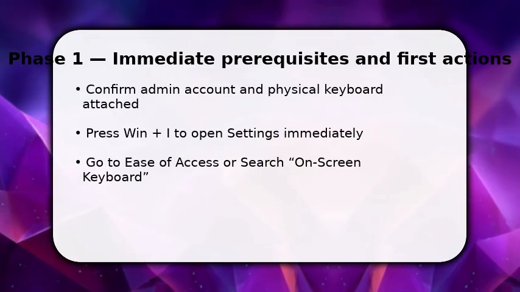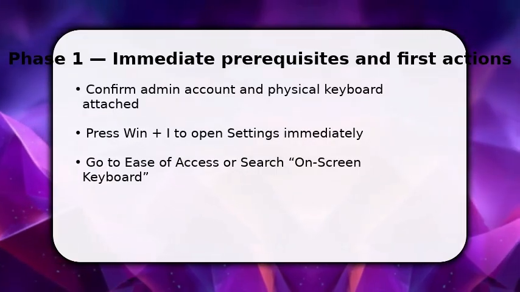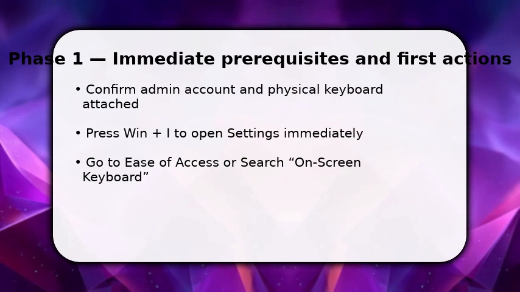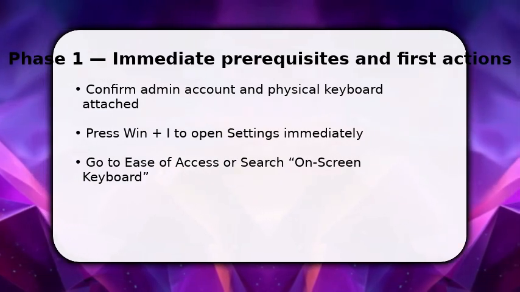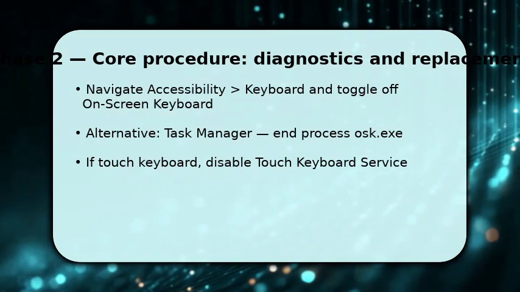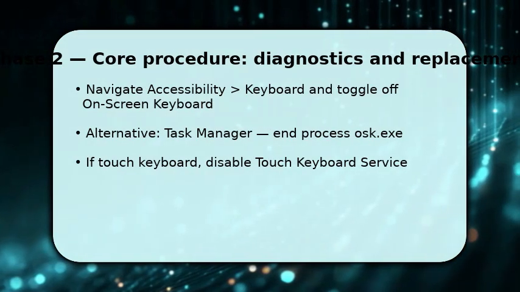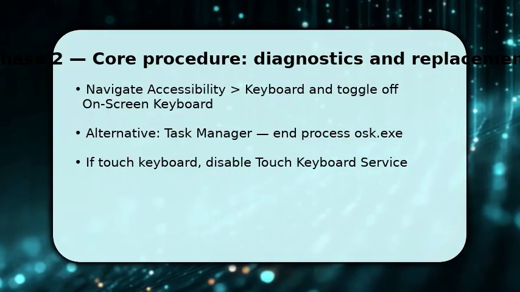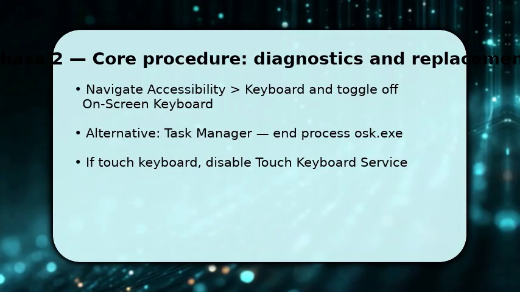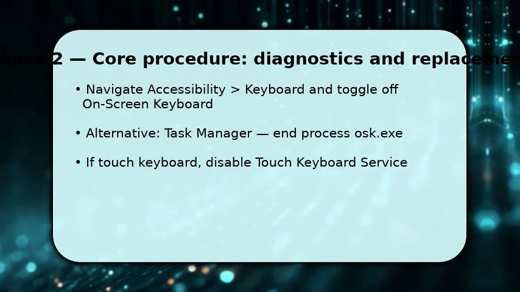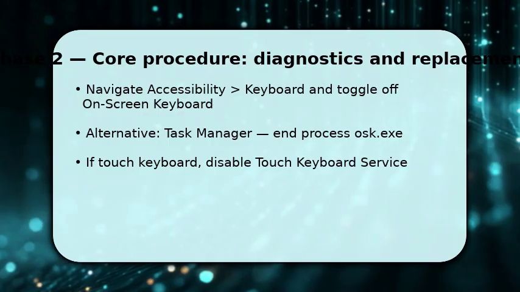Next, we toggle the feature off in the accessibility controls. Once inside accessibility, scroll to keyboard and toggle off the on-screen keyboard. This is the clean supported method. If the keyboard persists, press Ctrl+Shift+S to open Task Manager and end OSK.EXE or TabTip.EXE. This force stops the overlay immediately.